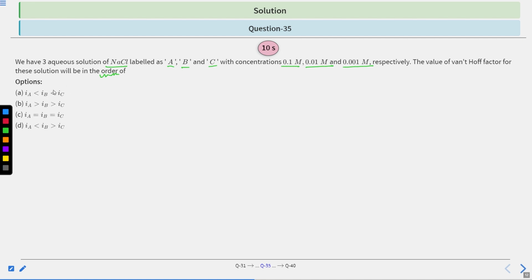Options are: the Van't-Hoff factor, that is i, for C is greater than for B is greater than for A. Van't-Hoff factor for A is greater than for B is greater than for C. Van't-Hoff factor for A, B, and C are equal. Van't-Hoff factor for C is greater than for B, and equal for A, both. So you have 10 seconds to solve this question. After that, we will see what will be the answer.